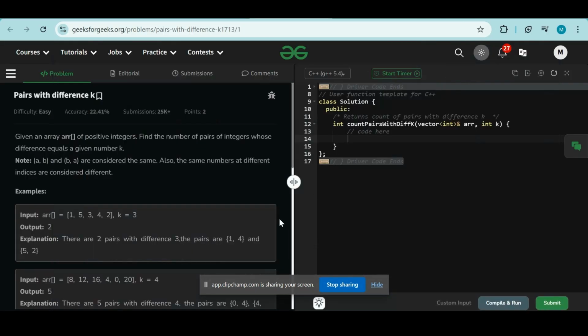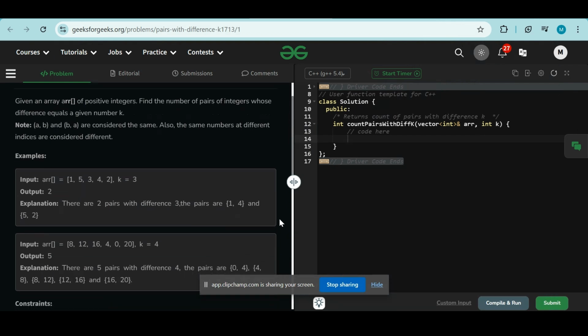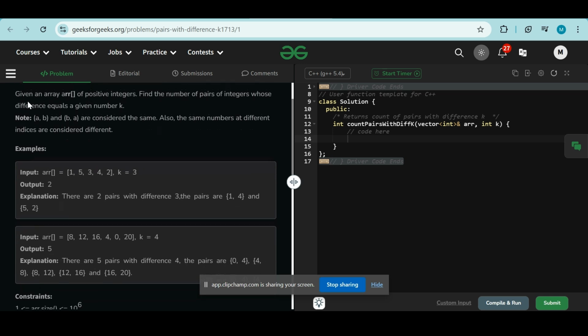Hello. So let's discuss today's GFG solution. First we understand the question, then see how we came up with the solution, and then code the solution. We are given an array ARR of positive integers, and we have to find the number of pairs whose integer difference equals a given number k.